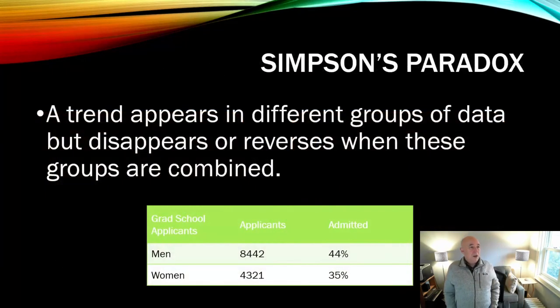So a university was accused of discrimination based on these numbers. And so if you look at it, we're admitting more men than women, right? These numbers look really bad. And so a lawsuit was brought forward.